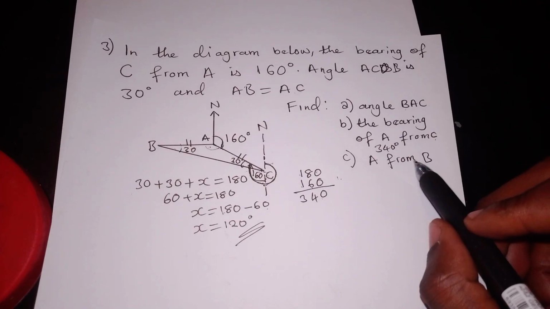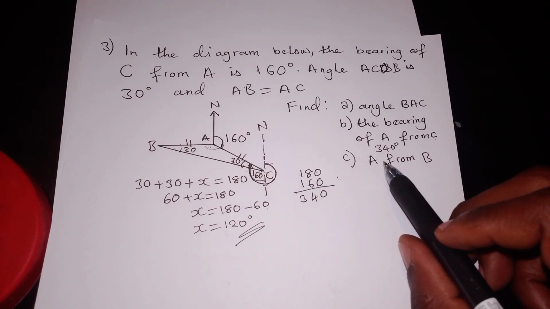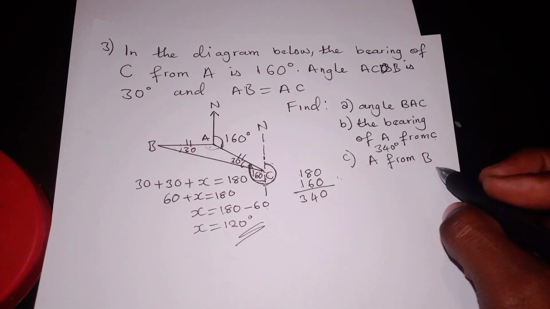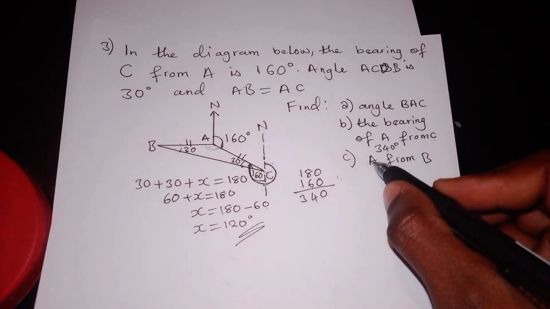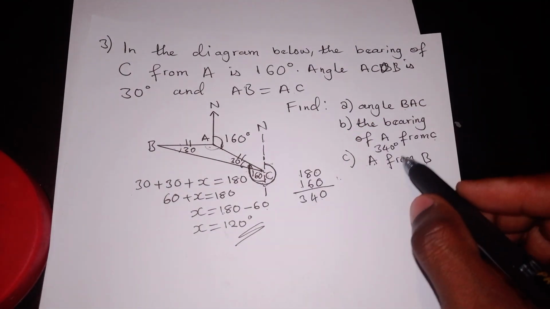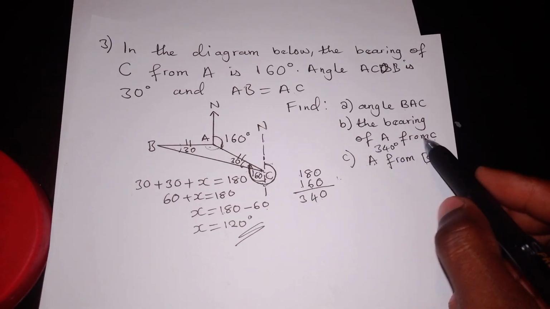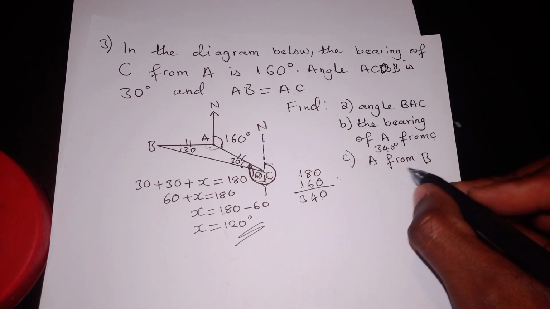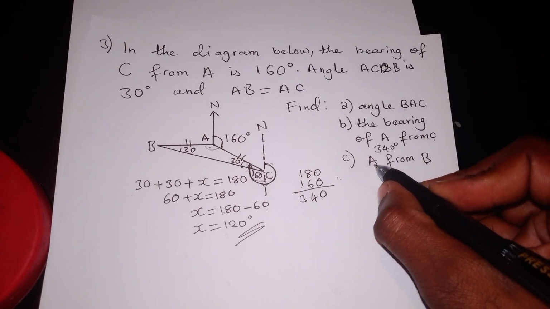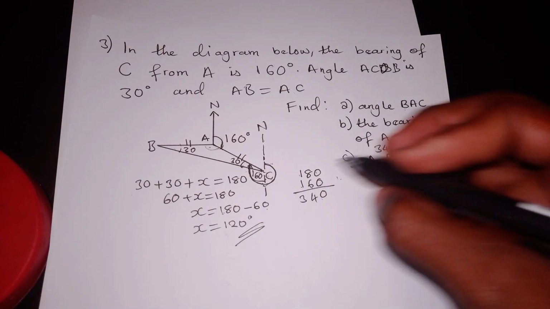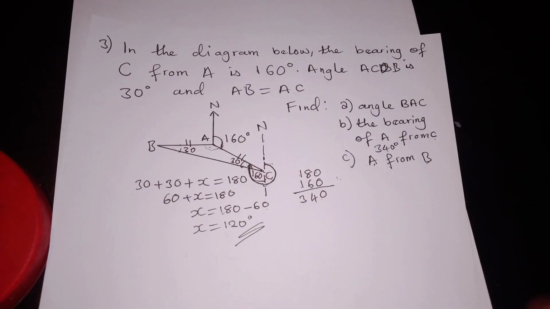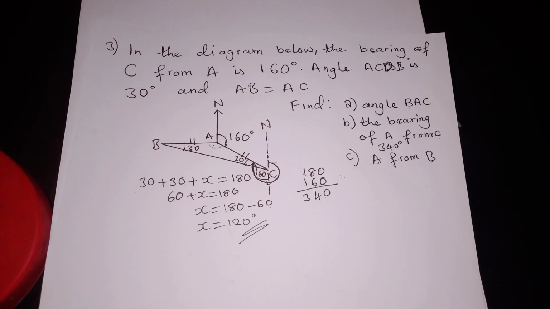And then lastly, on part C, we have the bearing of A from B. So the bearing of A from B means you're starting from B going to A. Okay, I actually wanted the bearing of A from C. Yeah, so in this case, we are starting from B going to A. Although my plan was to find the bearing of C from B, but anyway, let's solve it since we have brought it in.